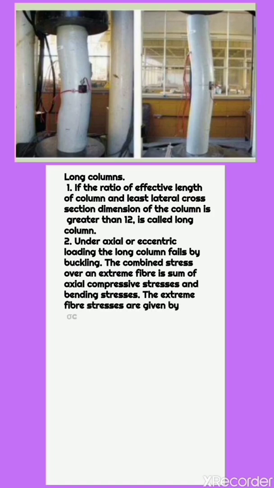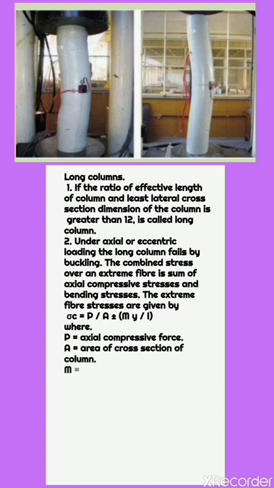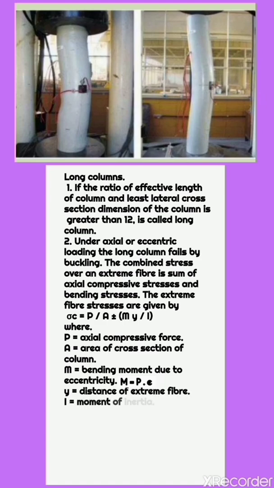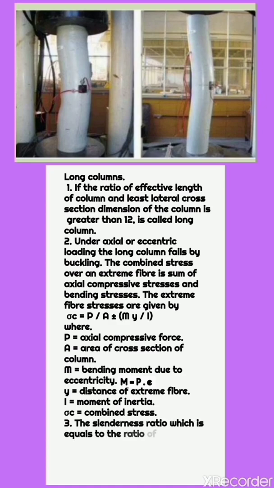2. Under axial or eccentric loading, the long column fails by buckling. Buckling is always about an axis where the section has minimum moment of inertia. The long column behaves like a beam under bending. The combined stress over an extreme fiber is the sum of axial compressive stresses and bending stresses.